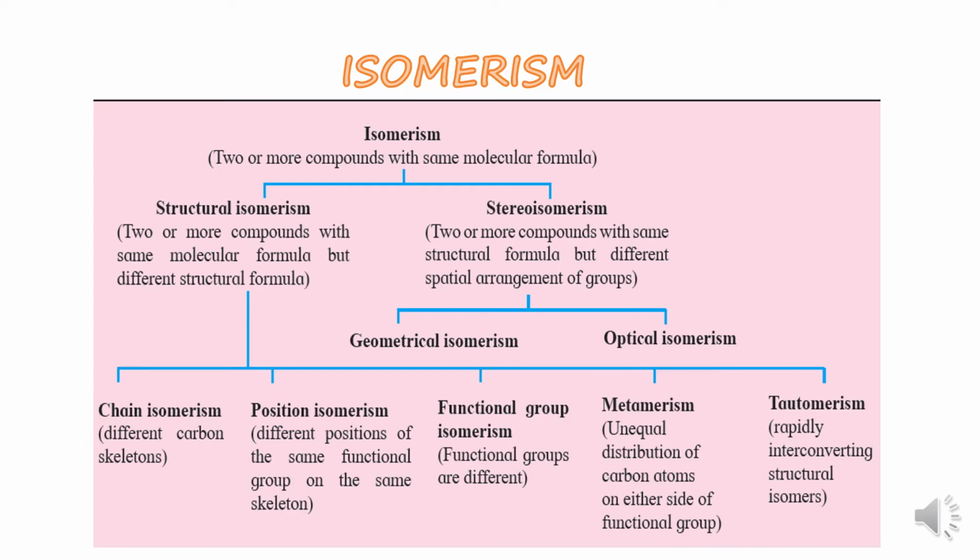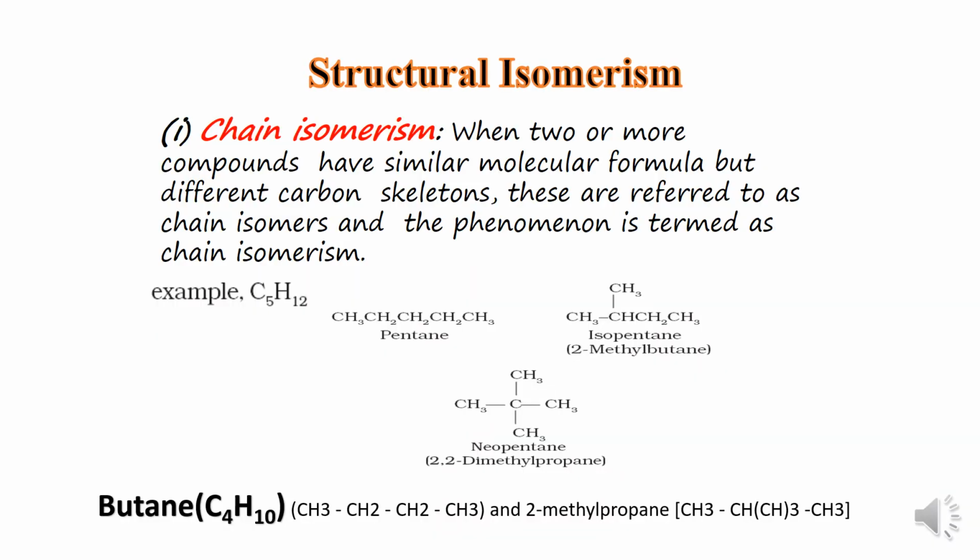Stereoisomerism is further divided into geometrical isomerism and optical isomerism, and structural isomerism will be further classified into chain isomerism, position isomerism, functional isomerism, metamerism, and tautomerism. So children, one by one we are going to study all the categories of structural isomerism. Type 1 is chain isomerism.